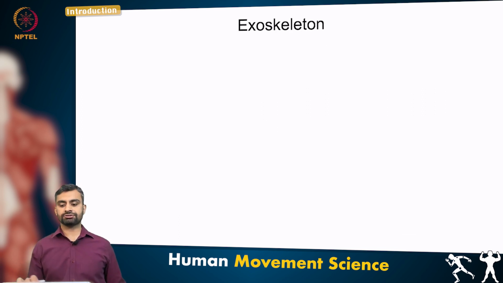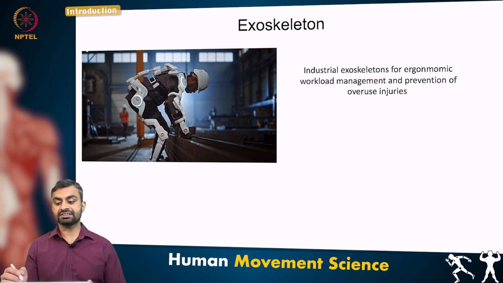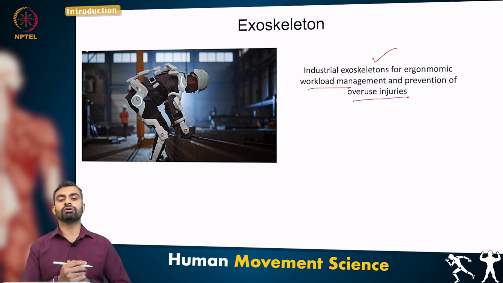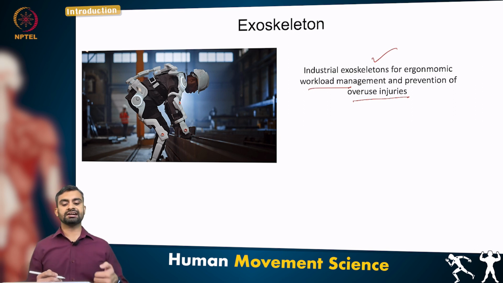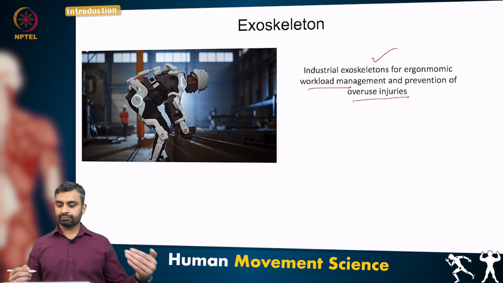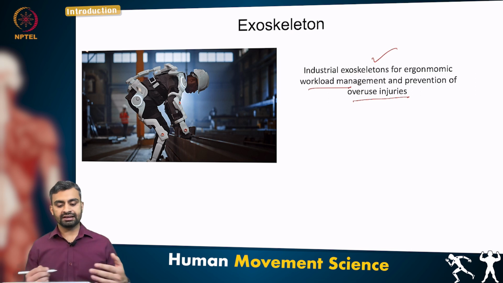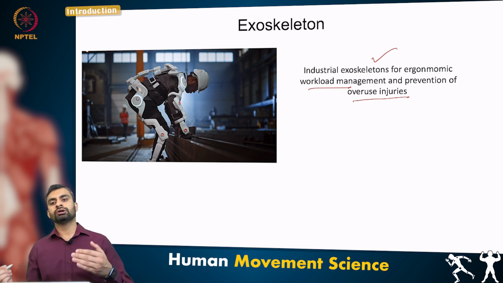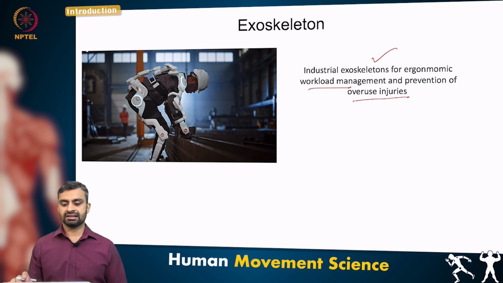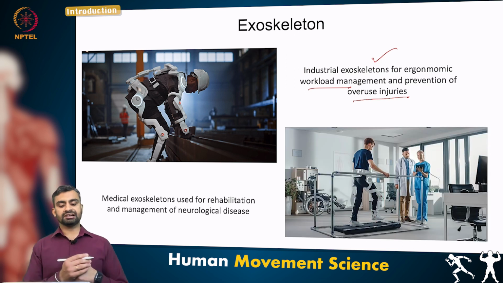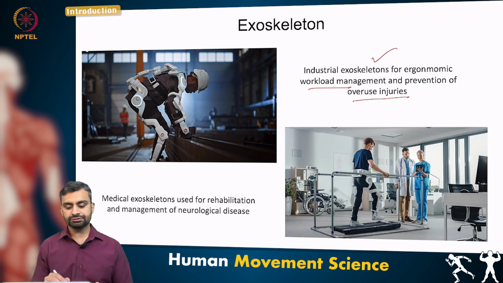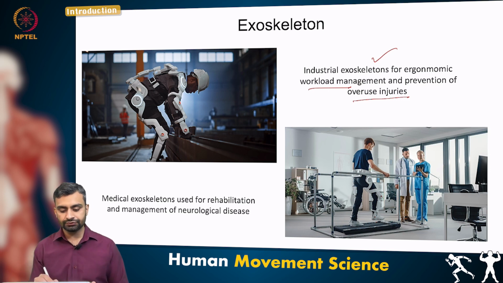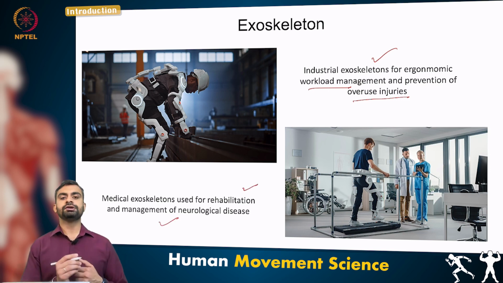Similarly, in case of exoskeletons, specifically industrial exoskeletons, they are used for ergonomic workload management to prevent the injuries which result from overuse of your musculoskeletal system. So over here you can see an exoskeleton being worn by an industrial worker. Over there it will help them to avoid the overuse injuries. Exoskeletons can also be used in clinical settings, known as medical exoskeletons. They are specifically used for rehabilitation and management of neurological disease.